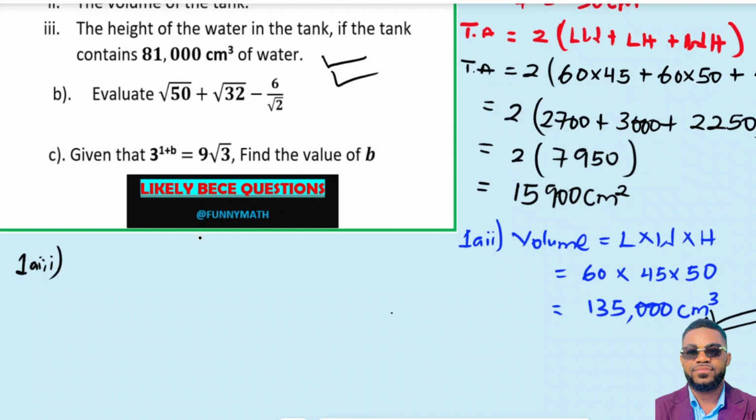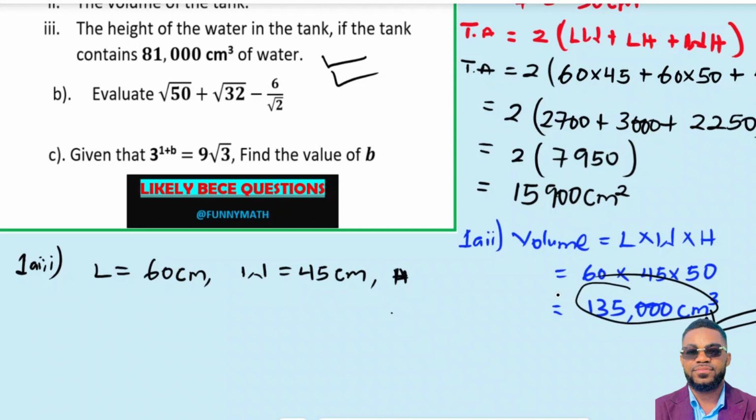Now we want to know the depth of water in this container, or the height of the water in this container. So what are we going to do? Now, it is the same container that we are talking about. So it means the length, which was given in the question to be 60 centimeters, is still going to be the same length. And the width is going to be the same width, that was 45 centimeters in the question. But the height is going to change. And that is what we are going to look for. Why? Because the volume of water in a container is not the same as the total amount of water that the container can take. So this will come with its own height, and that is what we are going to look for.